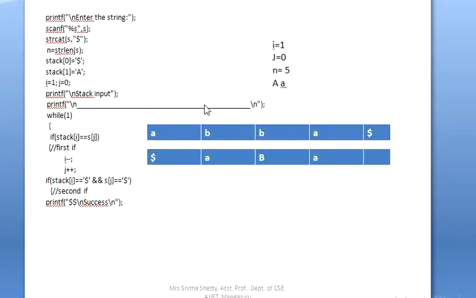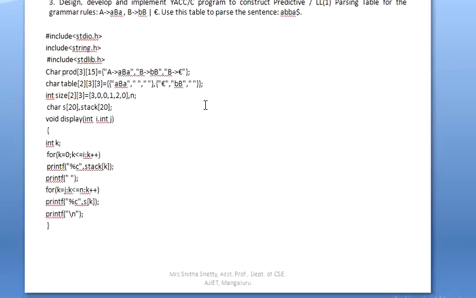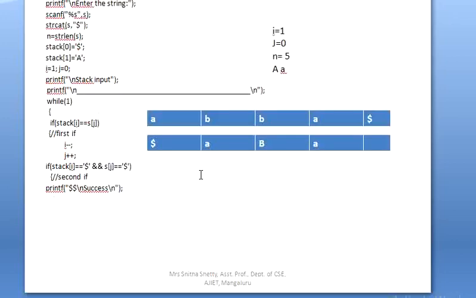So let me go to the first part, that is the display function. I am calling this display function with the parameters 3 comma 0. So I is 3, j is 0. For k equal to 0, k less than or equal to 3, you are printing the stack. That means you are printing the stack from 0 to 3: 0, 1, 2, 3, $ABA. So first you are printing $ABA.